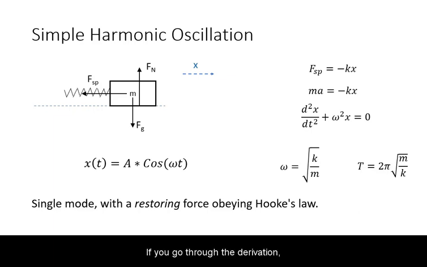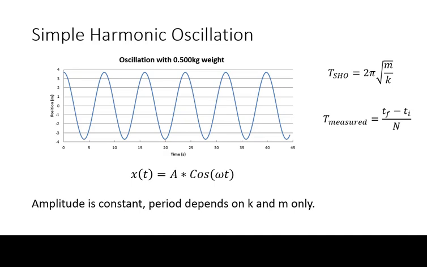If you go through the derivation, you will find that the period of oscillation, in theory, only depends on the mass and the spring constant. The amplitude remains constant. You can verify this with simple experiments, where if you can measure the position versus time, then you can back calculate the measured period and compare it with theory.